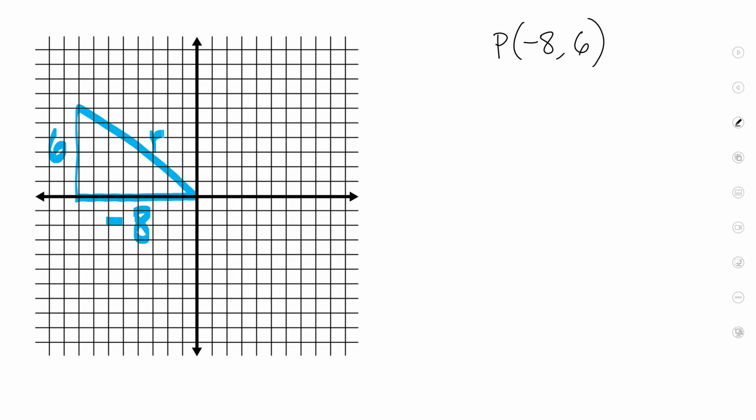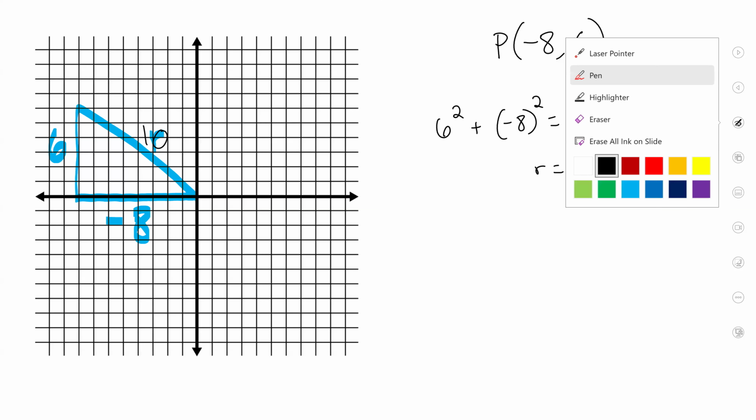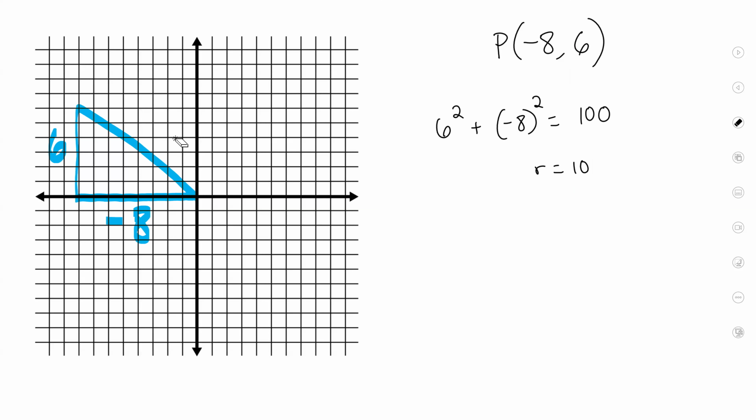I need to figure out what my radius is. So if you do Pythagorean theorem, 6 squared plus negative 8 squared is 100, and the square root of 100 is 10. So my radius is 10. All right, so now I can go ahead and find my different definitions.